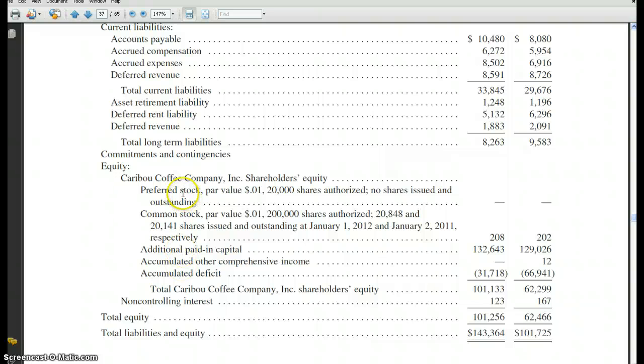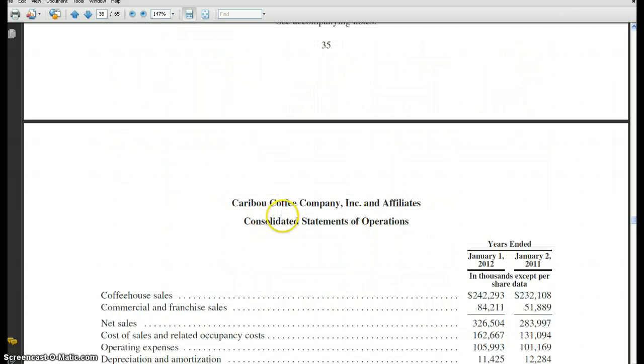All right, so we start with preferred stock. 1 penny par, 20,000 shares authorized, but no shares issued and outstanding. Okay, so there would be no dividends that have been paid or anything on that preferred stock. Then we have common stock, par value 1 penny, 200,000 shares authorized.